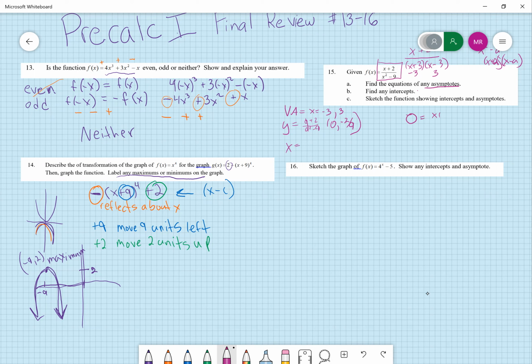We've got x plus 2 over x squared minus 9. Now if we multiply both sides by x squared minus 9, that cancels out, and it cancels out on this side, because 0 times anything is 0. Now we just have to solve the x plus 2. We subtract 2 from each side, so we know that the x-intercept is when x equals -2. So our x-intercept is (-2, 0).